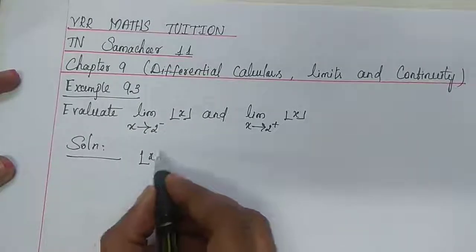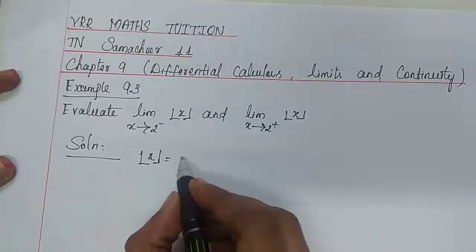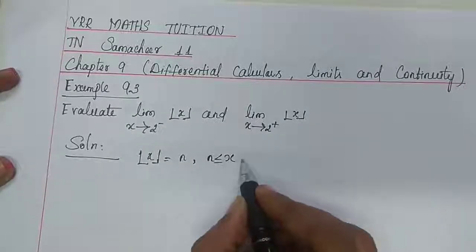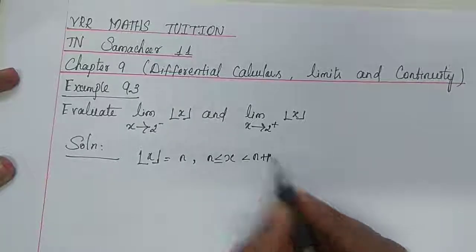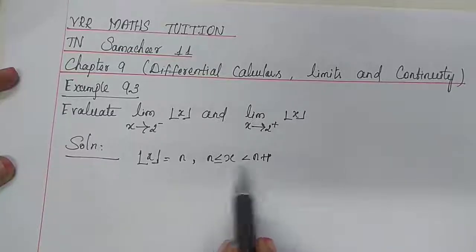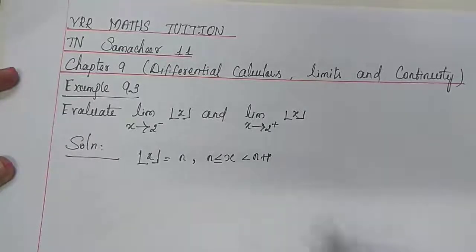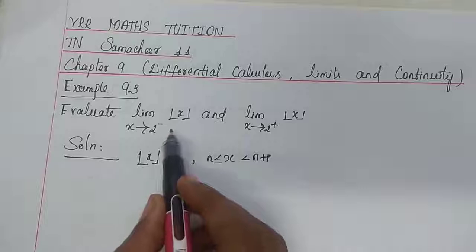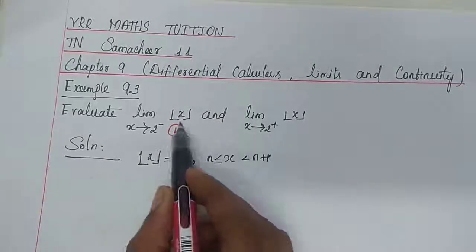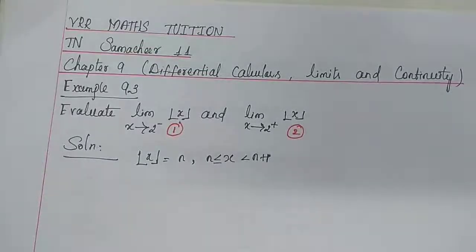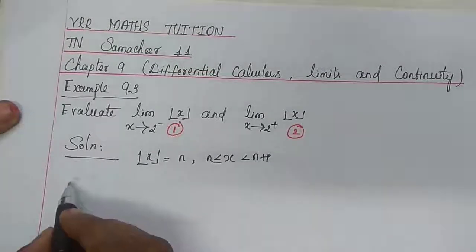The definition of the greatest integer function: [x] is equal to n, where x lies between n and n plus 1, that is, n is less than or equal to x, and x is strictly less than n plus 1. So our question is to evaluate the limit as x tends to 2 minus of the greatest integer function of x, and the limit as x tends to 2 plus of the greatest integer function of x.